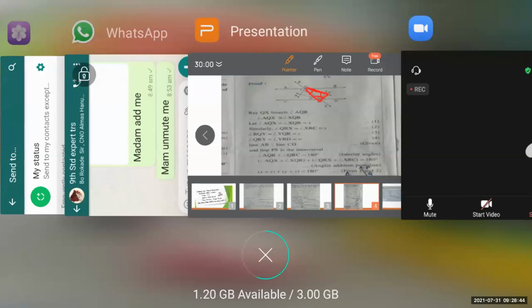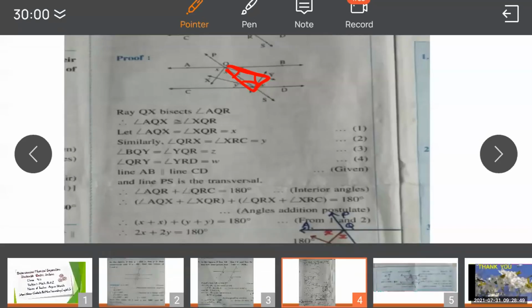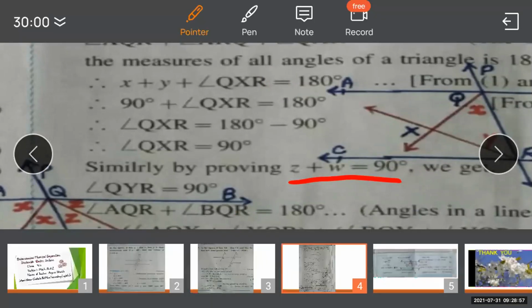Okay. So, students, likewise, we can find the value of Z plus W, that is 90 degree, and the angle QYR equal to 90 degree. Okay. Now see, angle A plus angle BQR.